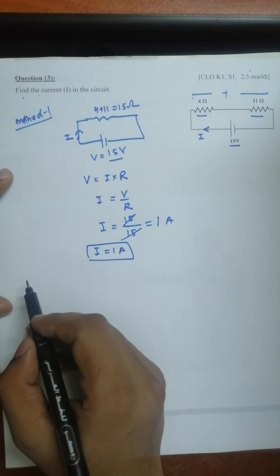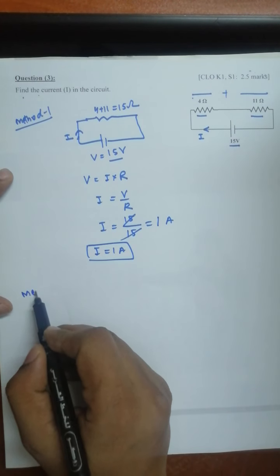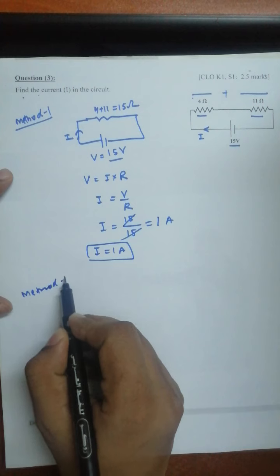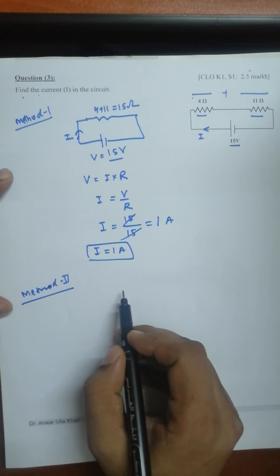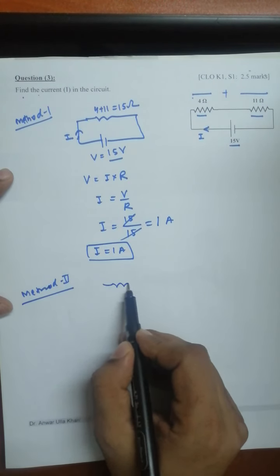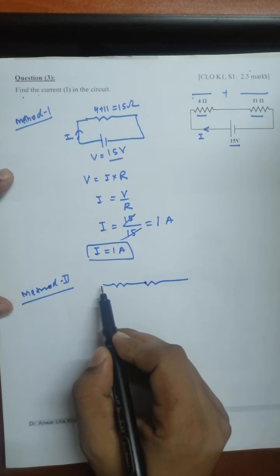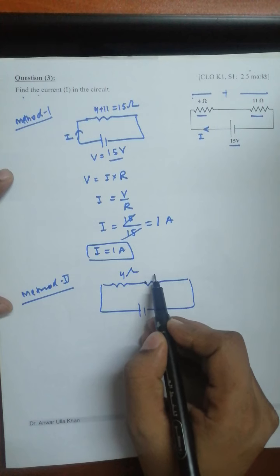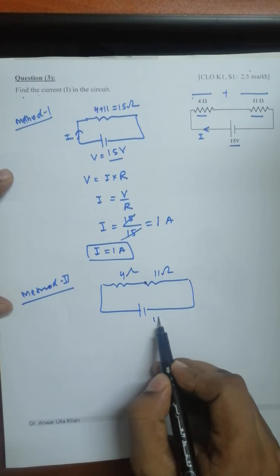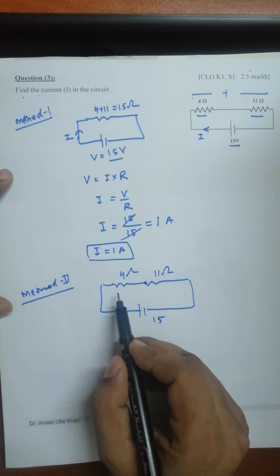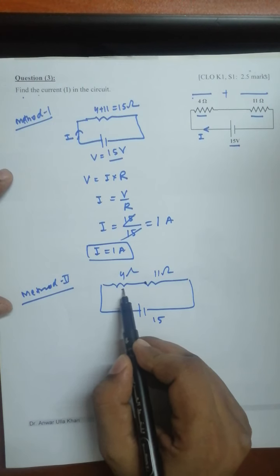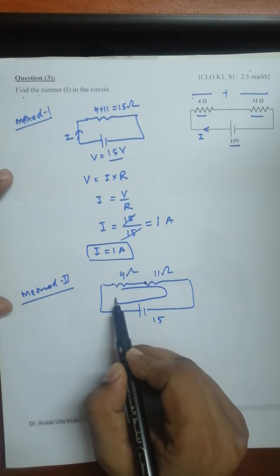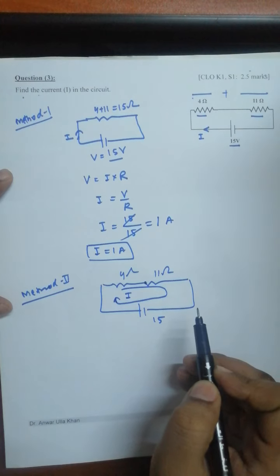In method 2 you can apply KVL also. So what will be the KVL? Suppose this is your circuit. This is 4 ohm, this is 11 ohm, and this is 15. How many meshes are there? There is only one mesh, so the current will be this I, and you have to calculate this current.